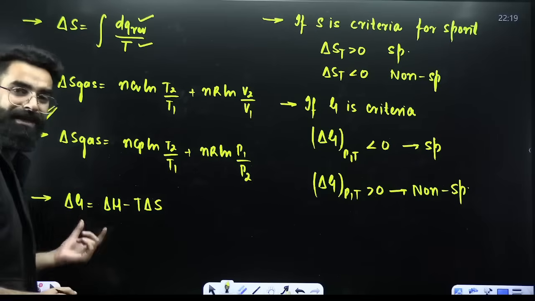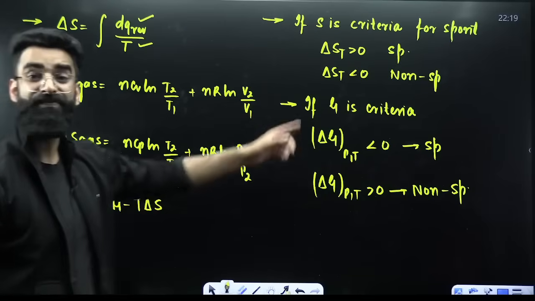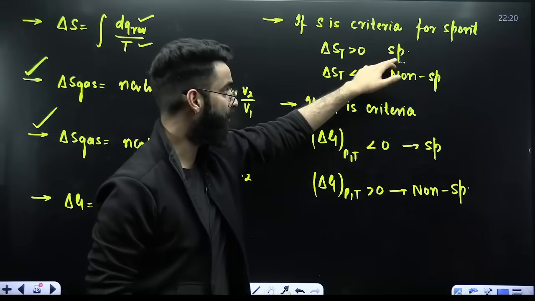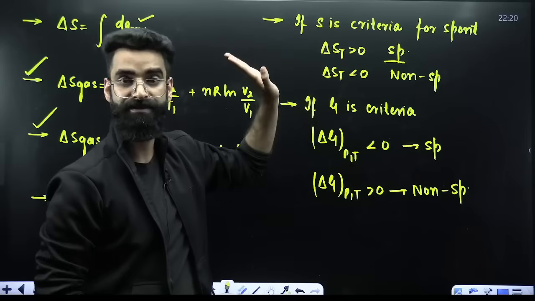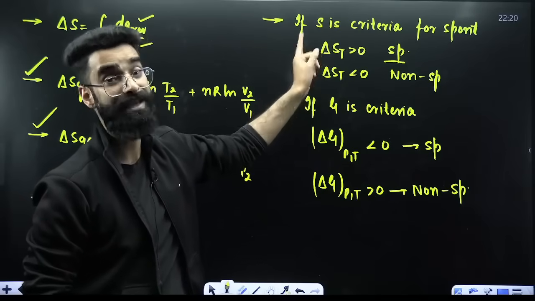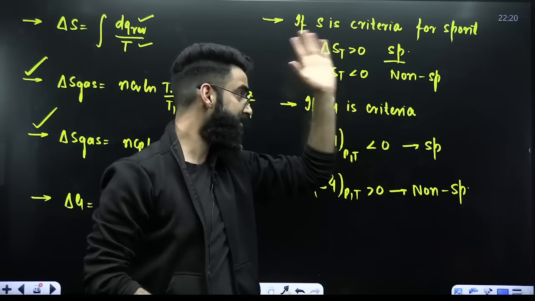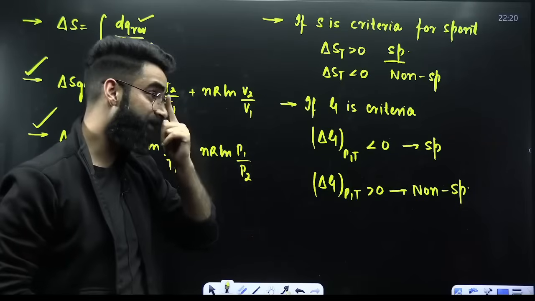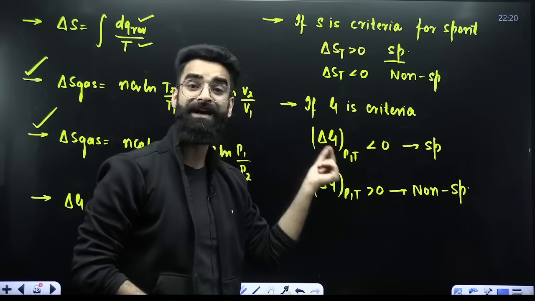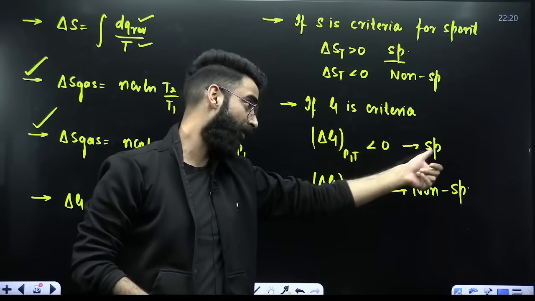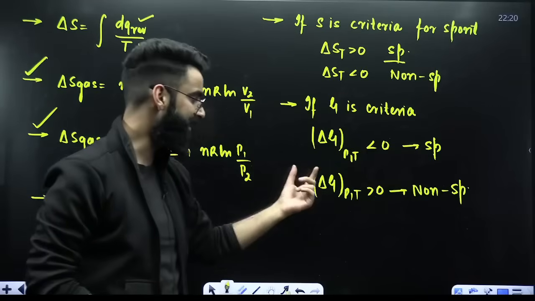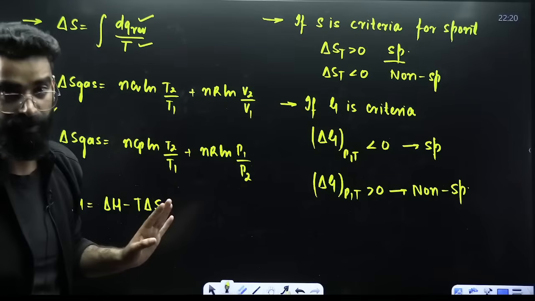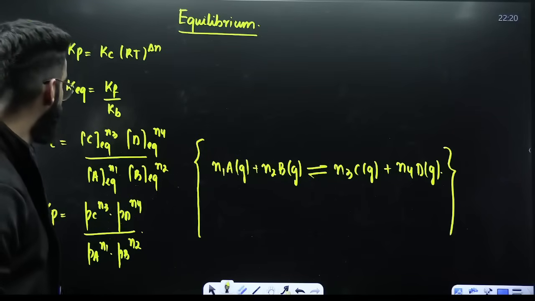Similarly, delta G is equal to delta H minus T delta S. If entropy is the sole criterion of spontaneity, then for the process to be spontaneous, delta S total has to be greater than 0. That means delta S system plus delta S surrounding has to be greater than 0. If delta S total is less than 0, it is non-spontaneous. If Gibbs free energy is the criterion for spontaneity, at that point I can say delta G for the system at constant pressure and temperature has to be negative, then only the process will be spontaneous. Similarly, if delta G for the system at constant pressure and temperature is greater than 0, we say the process is non-spontaneous. I believe it's again clear to every one of you.